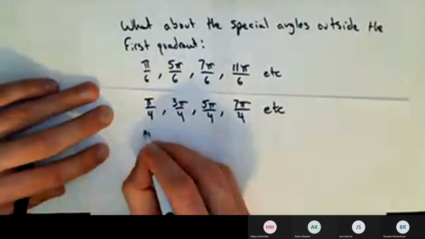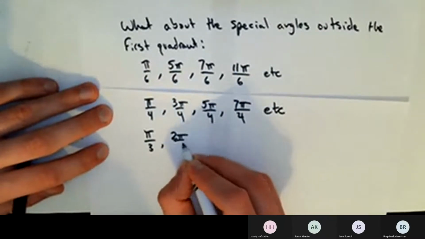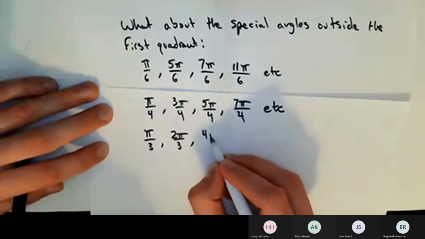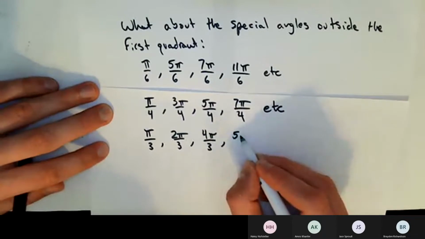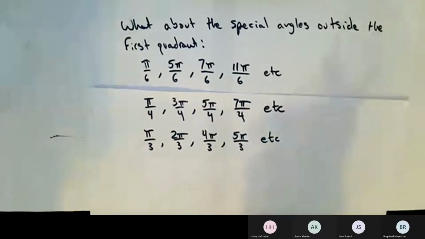And then the pi on 3s: you've got pi on 3, 2 pi on 3, 4 pi on 3, and 5 pi on 3, etc.